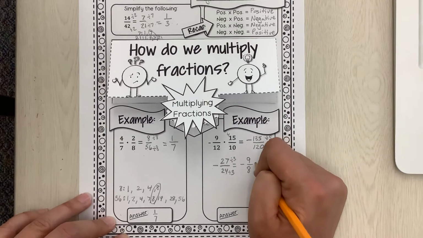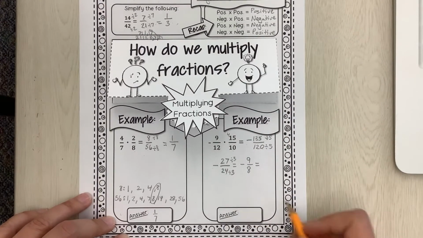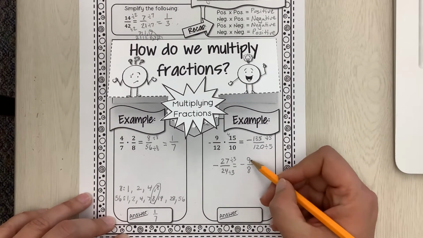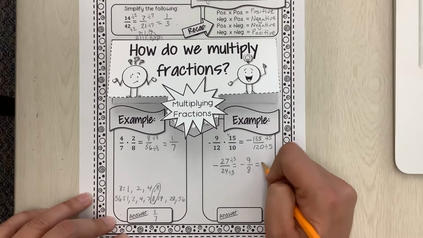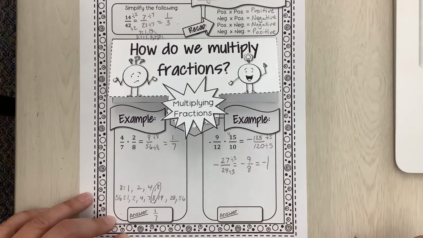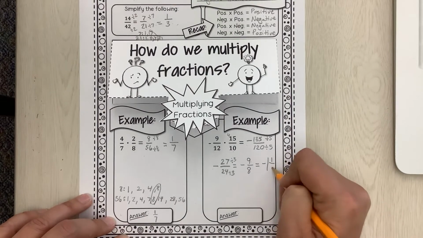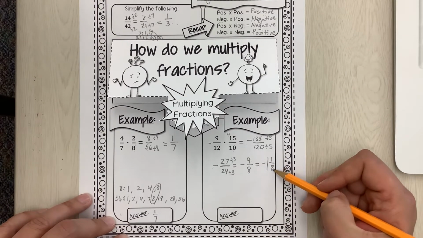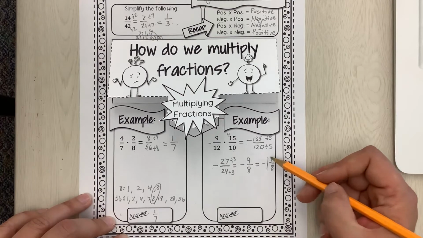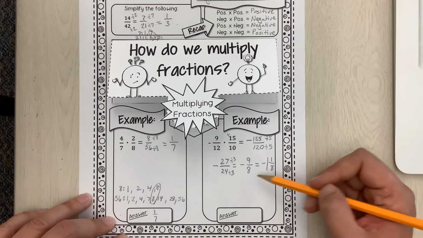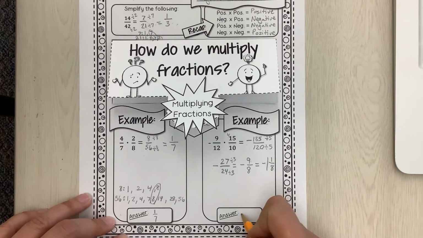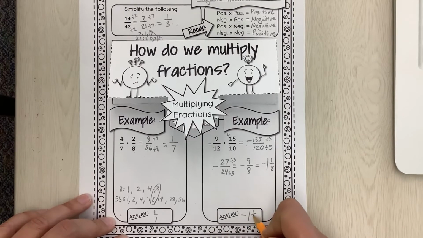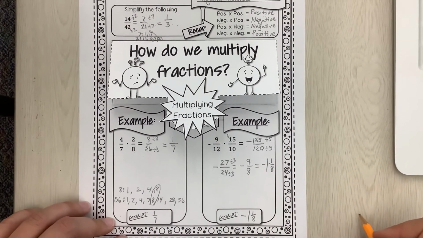But what we can do is turn it into a mixed number. How many groups of 8 can I take from 9? Well, I can make 1, and I would still have 1 left over. Let's check. 1 times 8 is 8, plus 1 is 9. Yep, that works. And then the 8 is the same. So negative 1 and 1/8 is my answer.